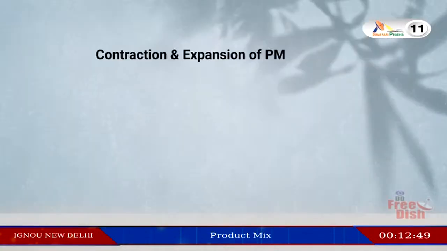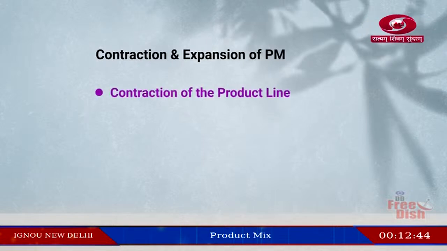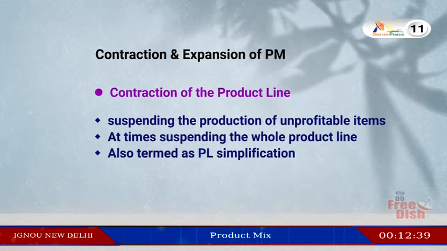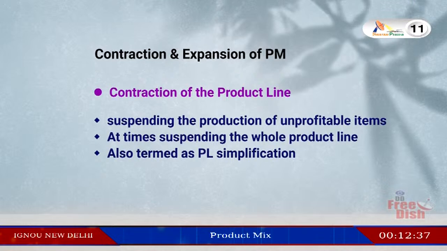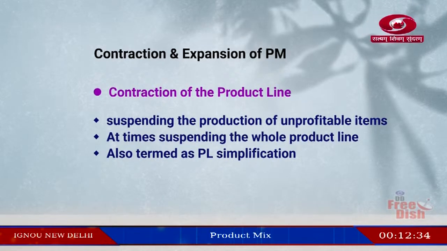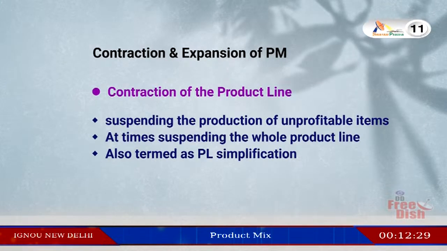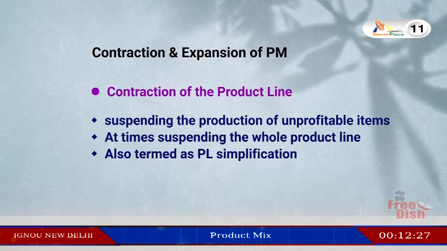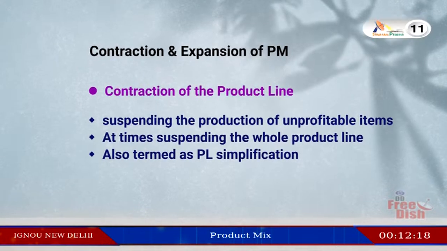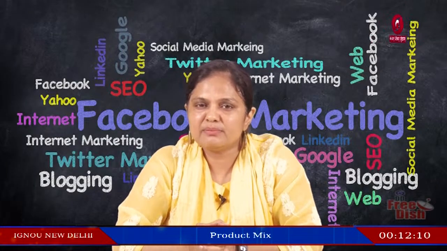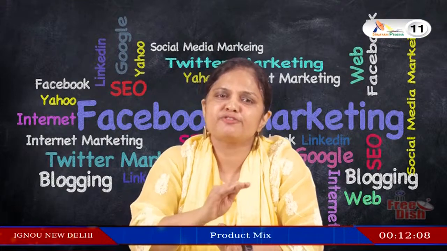If we talk of contraction and expansion of product mix, contraction of product line or product mix means contracting. That means you are suspending either a product in a product line, or maybe you are suspending the whole product line. That becomes contraction of product line or product mix, right? When we suspend a particular item, it will be product mix, right? This is also termed as product simplification. This strategy is adopted mainly to eliminate low profit products and to get more profits from fewer products.